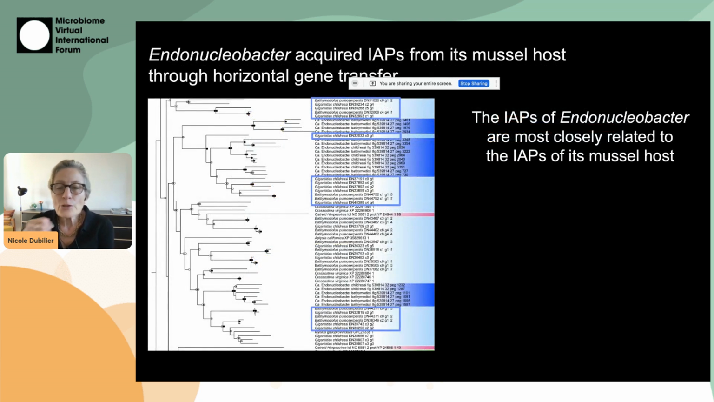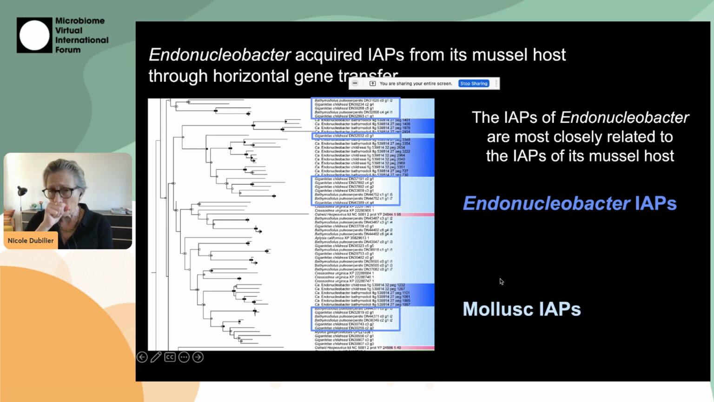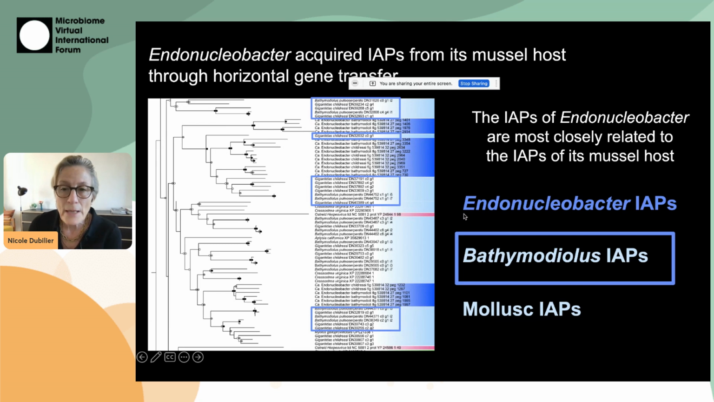Finally, we were interested in, well, if this is an animal protein, where did the pathogens get it from? In a phylogenetic tree of the inhibitors of apoptosis, we can see that those of the pathogen are most closely related to those of its mussel host. You see here in light blue all the mollusks, the bivalves and other organisms that have the inhibitors, and you can see that in dark blue the pathogen inhibitors are most closely related to those from their mussel host.